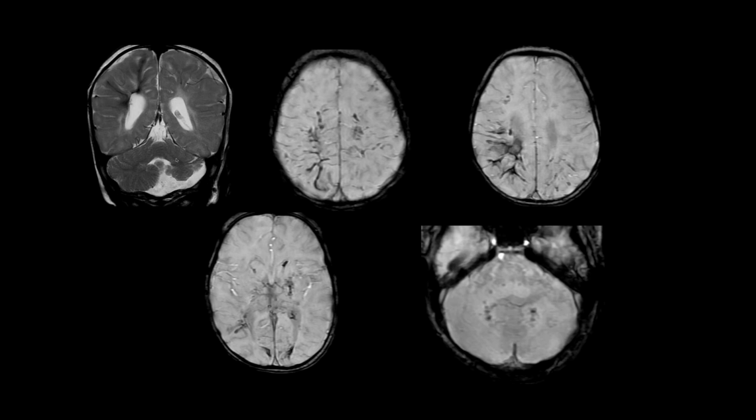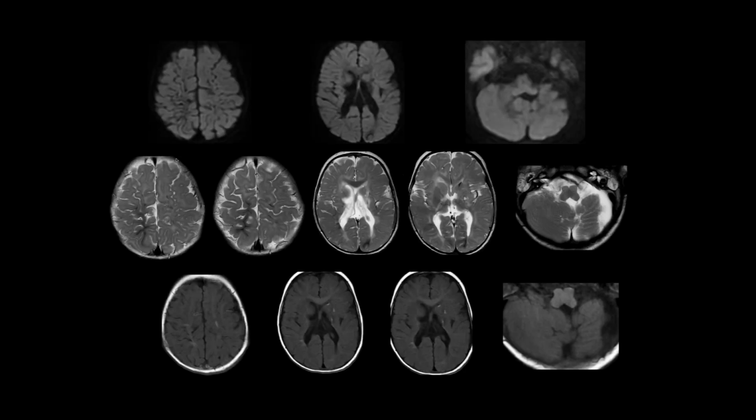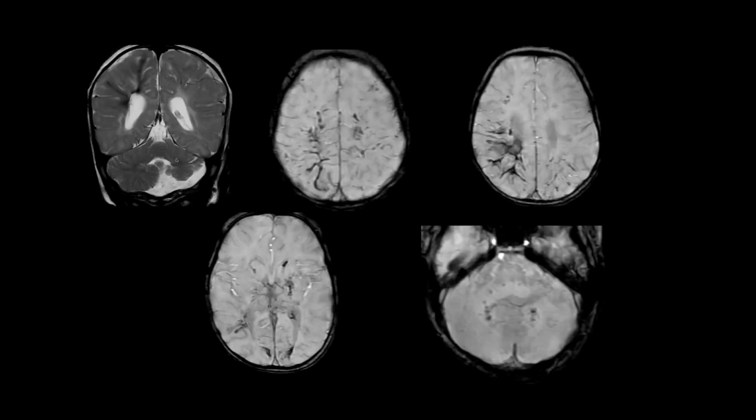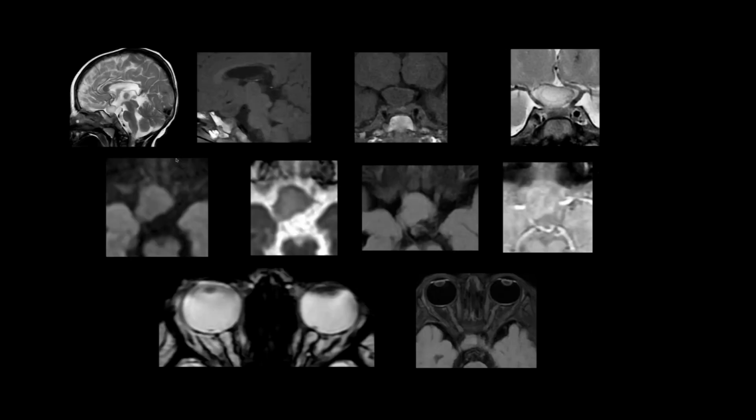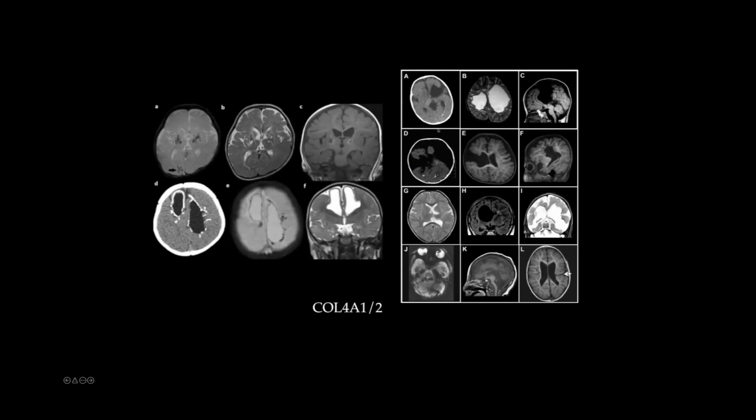What about the calcifications? Calcifications can be seen in COL4A1 and also Aicardi-Goutieres syndrome. So maybe I need to search whether COL4A1 might have tumor-like lesions. Maybe there are any reports postnatally. But I would think it would be coincidental. I don't think there's any.